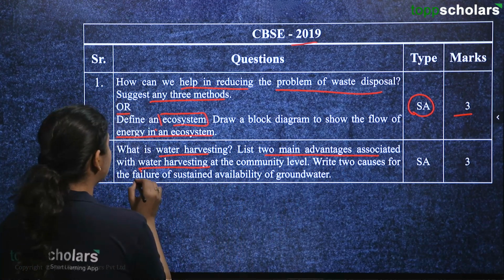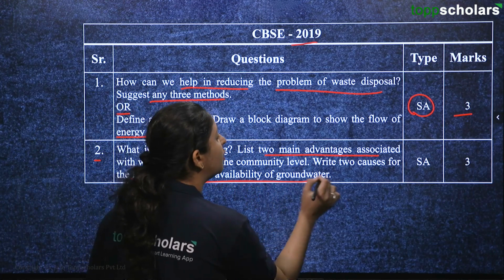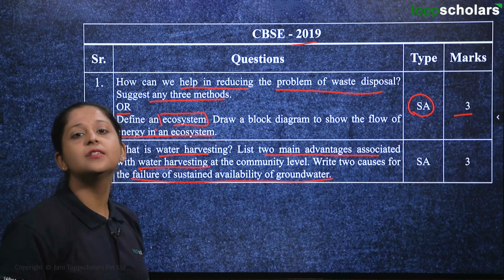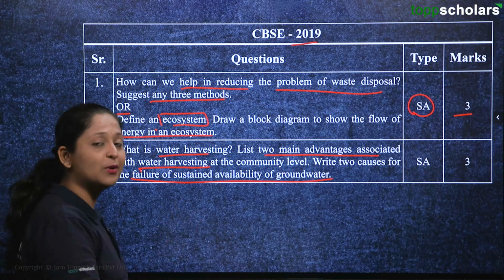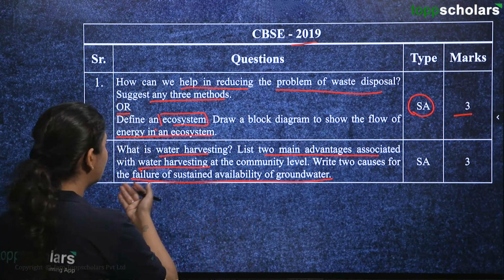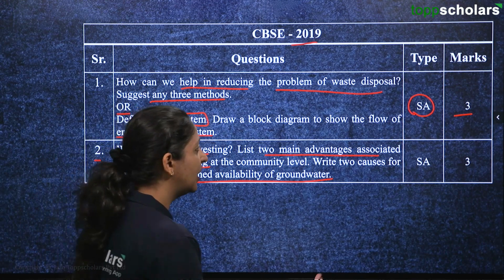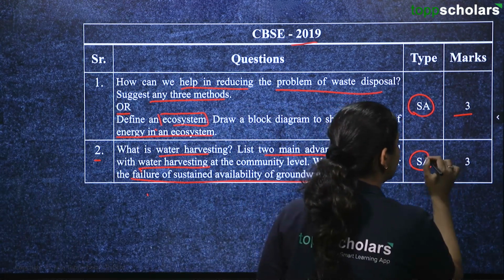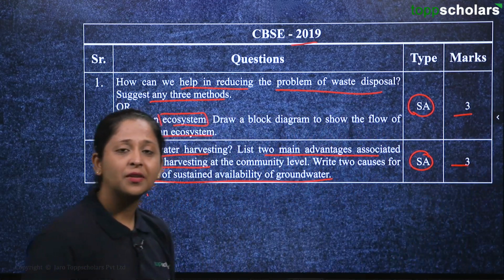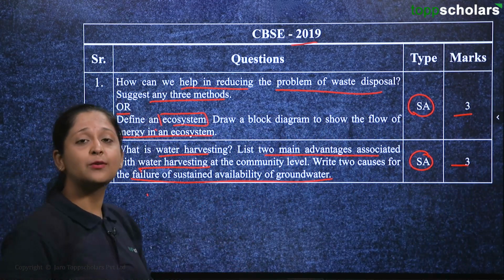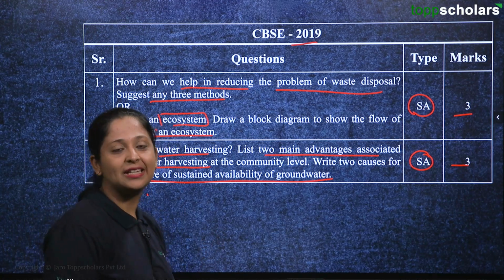Write 2 causes for the failure of sustained availability of groundwater. Humans are the cause. Because of the overuse that we are doing, you have to mention those causes for the failure of sustained availability of groundwater, correct? Again, a short answer question, children, which will be holding 3 marks for you. Can you understand how simple these questions are? The chapter is very easy.